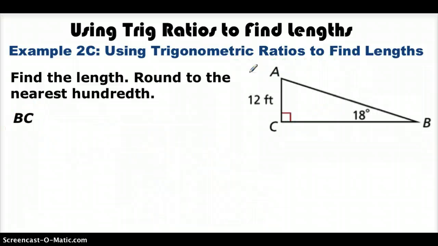This time we're looking at BC. We want to know BC. We know that angle B is 18 degrees, so that's helpful. We're looking at this particular angle, and we'll use either sine, cosine, or tangent of B. We know the opposite leg. This leg is not connected to angle B, and we want to know the adjacent side. The adjacent leg is connected to that vertex of B. Looking again at SOH CAH TOA, if we have the opposite and the adjacent, tangent is what we're going to use.